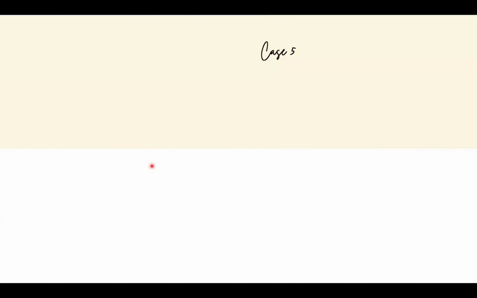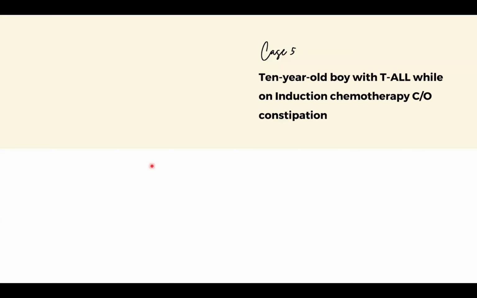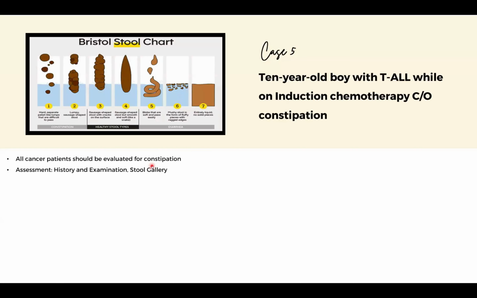Right. So case number 5: a 10-year-old boy with T-ALL on induction chemotherapy complains of constipation. This is again a very common situation in our patients, because our patients are on a lot of drugs that can cause paralytic ileus and constipation. So all cancer patients should be evaluated for constipation: assessment, history, examination, and stool gallery. That is something I really practice in the ward.